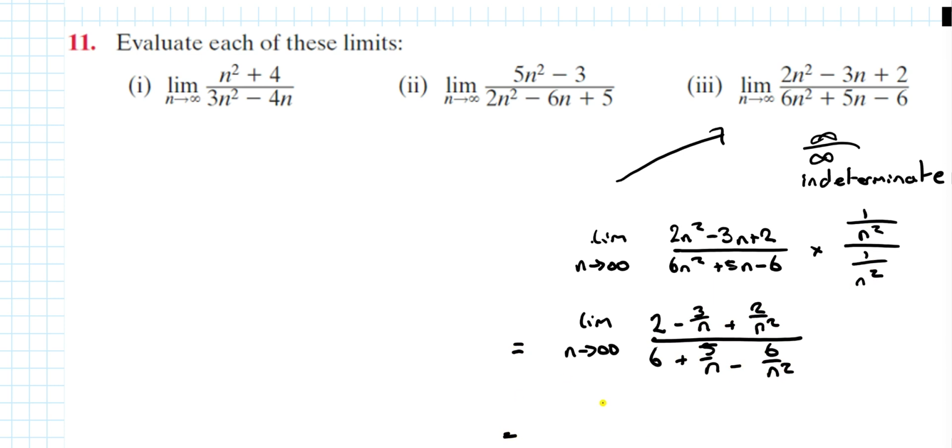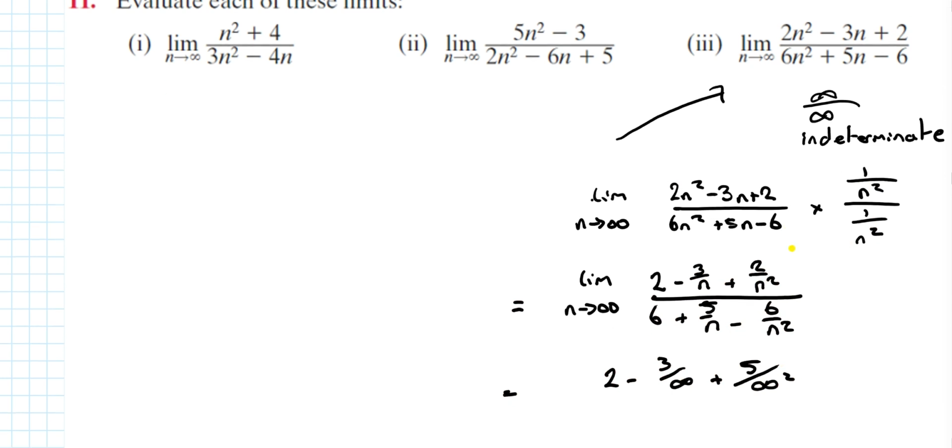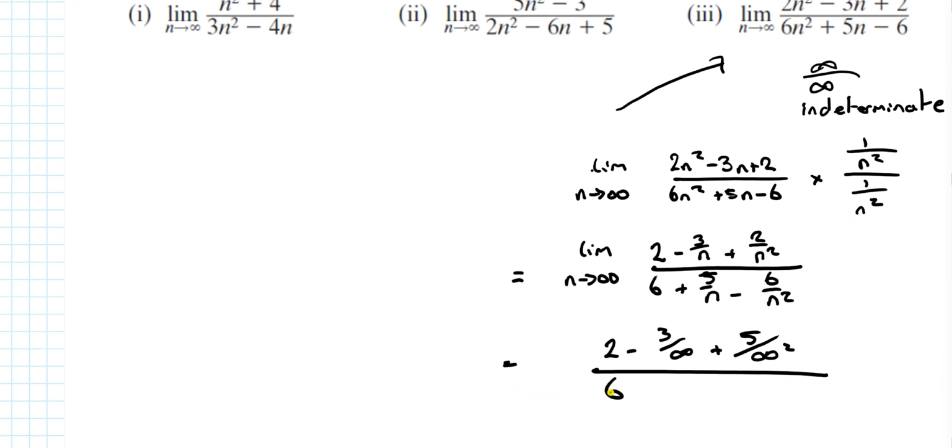And now you apply the limit. 2 minus 3 over infinity plus 2 over infinity squared, over 6 plus 5 over infinity minus 6 over infinity squared. 2 over 6 is what you'd be left with, which is 1 over 3. 3 divided by infinity is 0. 2 divided by infinity squared is 0. 5 divided by infinity is 0, and 6 divided by infinity squared is 0.